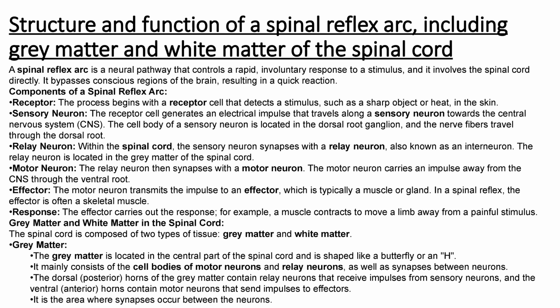Now, we study the role of gray matter and white matter in the spinal cord. The spinal cord is made up of two types of tissues, gray matter and white matter. The gray matter is located in the central part of the spinal cord and is shaped like a butterfly or an H. It mainly consists of the cell bodies of motor neurons and relay neurons, as well as synapses between neurons. The dorsal or posterior horns of the gray matter contain relay neurons that receive impulses from sensory neurons, and the ventral anterior horns contain motor neurons that send impulses to effectors. It is the area where synapses occur between the neurons.